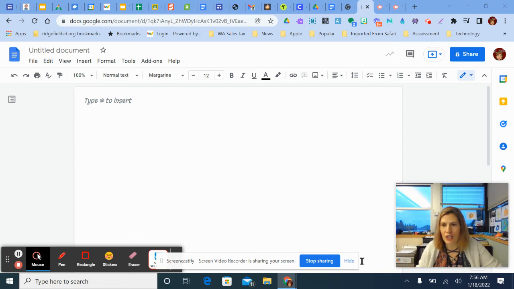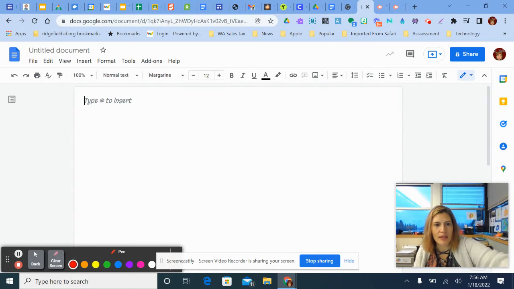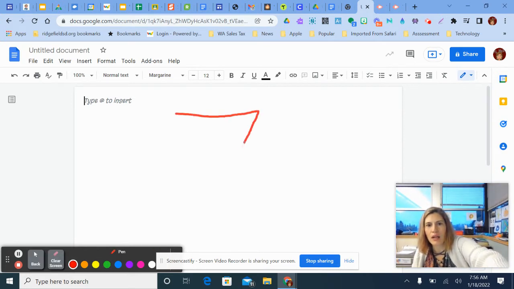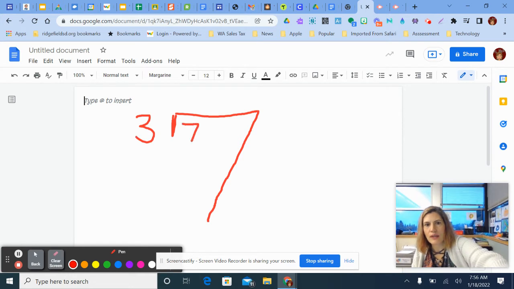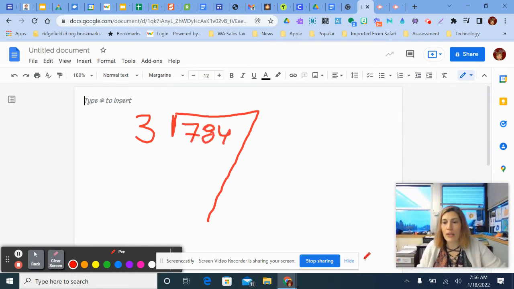Welcome to strategy number 2, which we're going to call the big 7 for division. So we have it's going to make a shape of kind of a 7. That's why it's called the big 7. So we have our divisor, let's do 3, and our dividend, let's do 784.